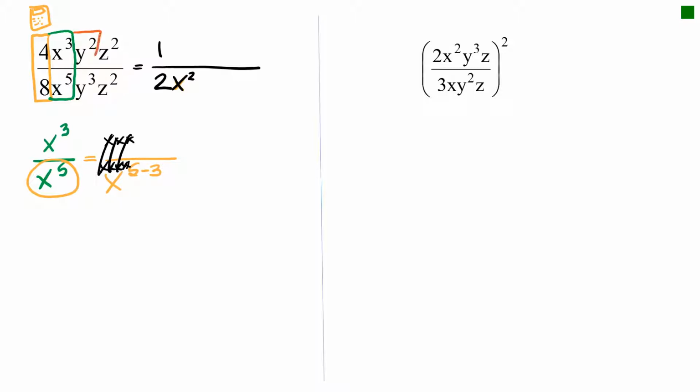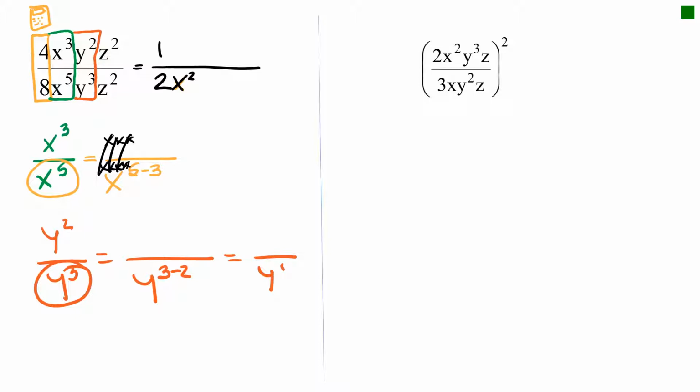Next, I'm going to look at the y's. So now in my head, I'm looking at y to the second over y to the cubed. Where are there more y's? On the bottom. So subtract. 3 minus 2 is y to the first. So what's on the bottom? A y. I don't put that one because I'm lazy.